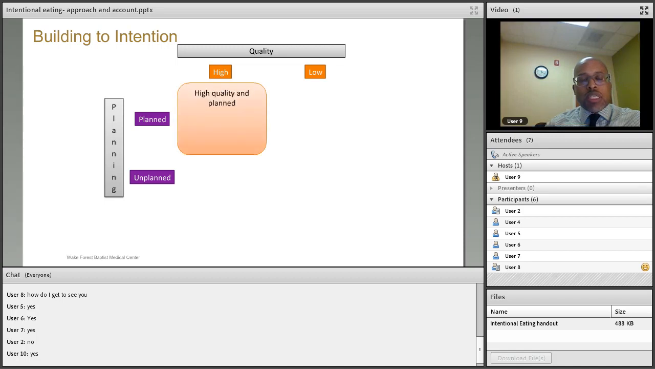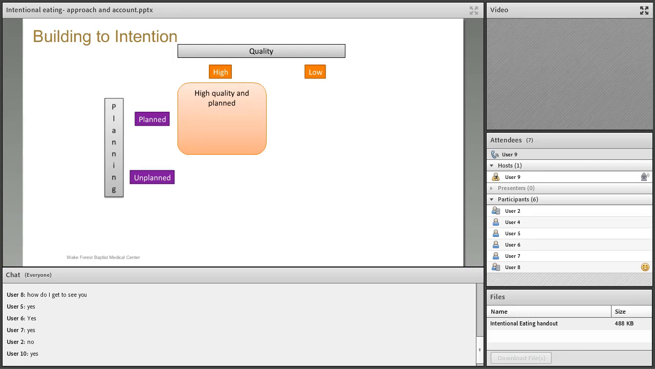Okay, so let's build to intention. The first quadrant is high quality and planned. This is where the intersection is. High quality and planned. We want most of our meals to be in this space, meals that we planned in advance and snacks that we've planned in advance, but the quality of those meals is generally going to be very high. This is something that your dietitian would approve of.